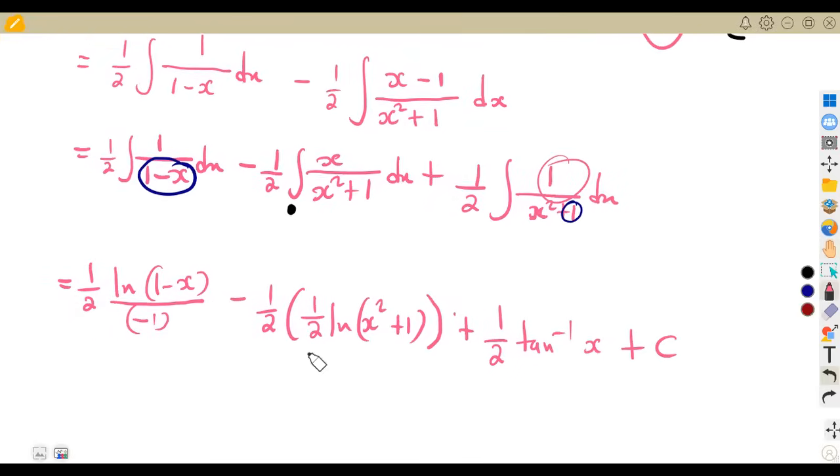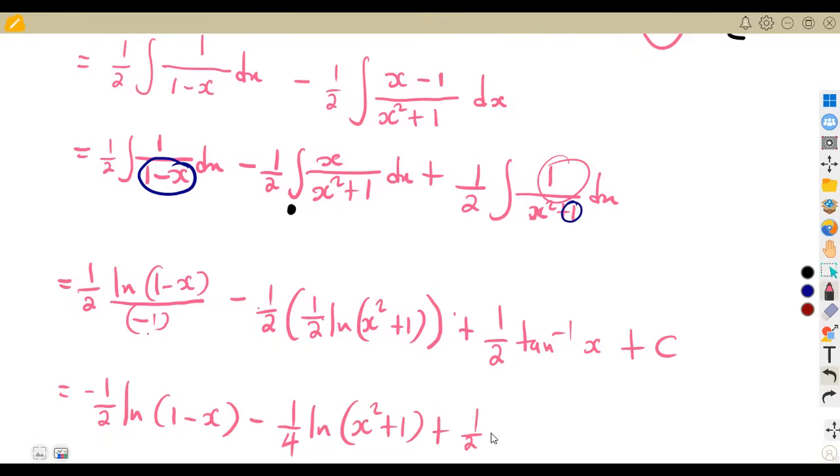So there we can just simplify further. We are done. The -1 multiplies with the half is going to be -half the ln of 1 minus x. So this will be ln of 1 minus x. Minus half times a half is going to be -1 over 4. So it's going to be -1 over 4. The ln of x squared plus 1. All right, this one is already in simplest form, plus a half arctan of x. So it's plus a half arctan of what? Arctan of x. So that is how we're supposed to have attempted this question.